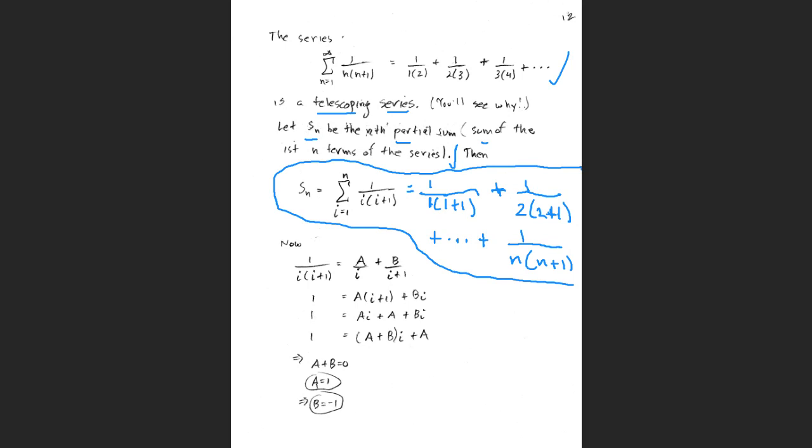Now, what we want to do is rewrite this nth partial sum in a nicer way. I'm taking 1 over i times i plus 1 and writing it as A divided by i plus B divided by i plus 1. We have 2 linear factors on the bottom, the i and the i plus 1. And then I'm going to solve for A and B. What are we doing here? What is that called, this procedure that we're doing here?